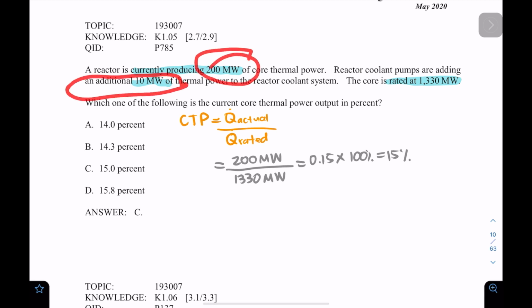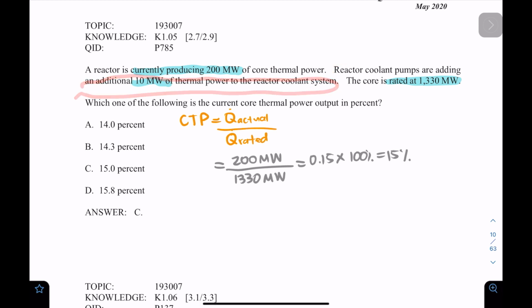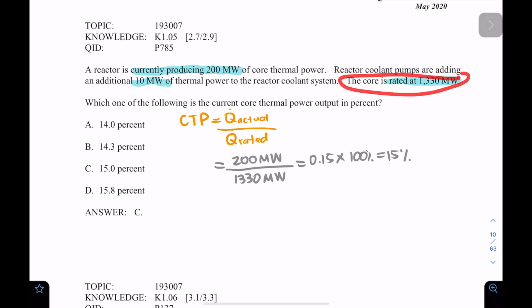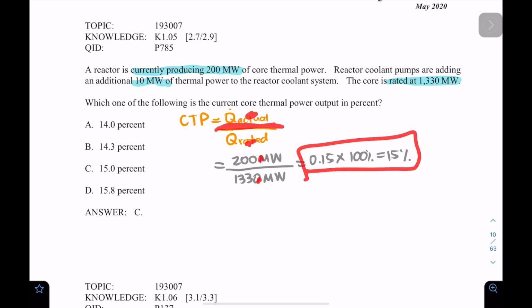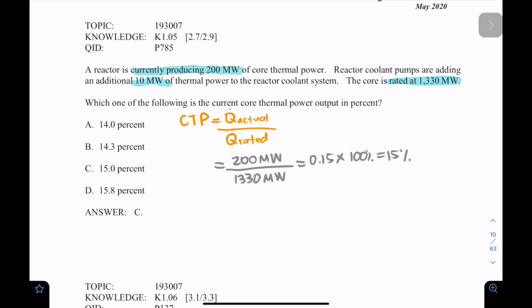And this is a part that is just making things confusing, like, oh, the RCPs are adding this into the reactor coolant system. No, what I need to know is what is the measured, the current, and what is the rated. The way to get my core thermal power is a ratio of my actual over my rated. That's going to give me 15% here. Just don't be confused by this part in here.